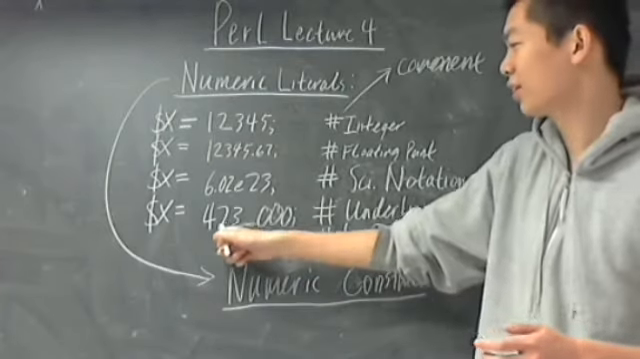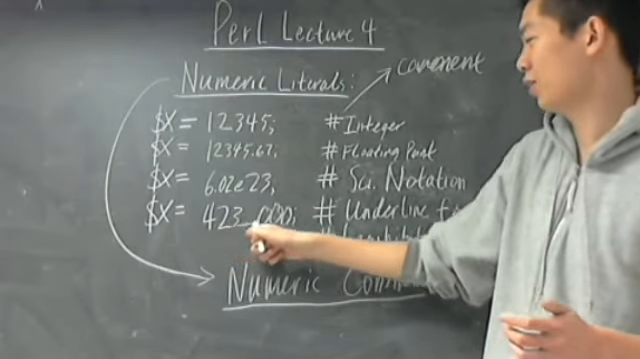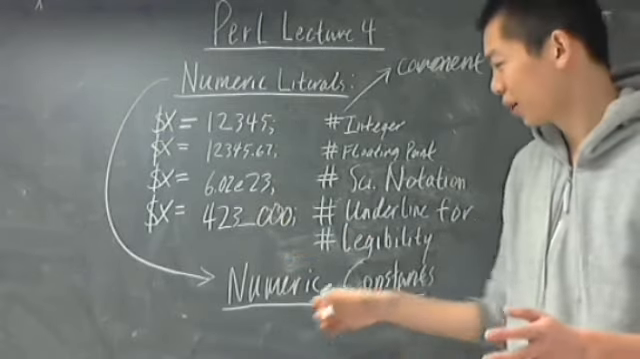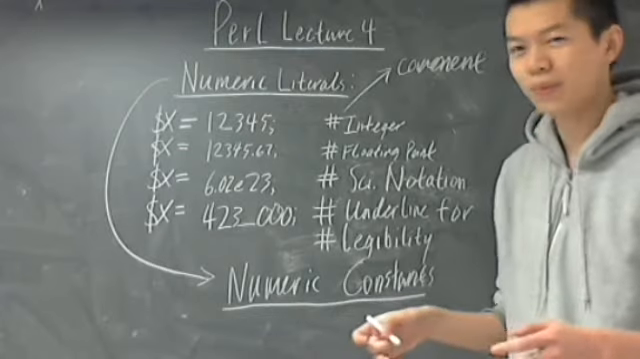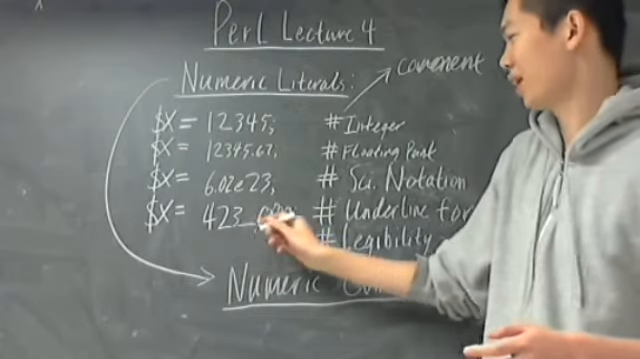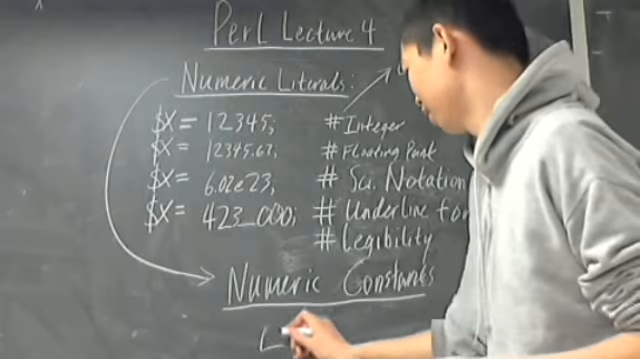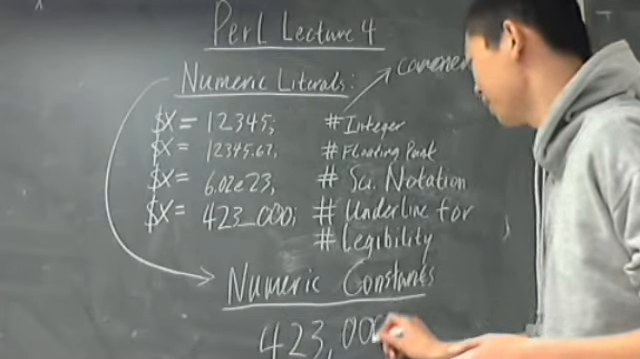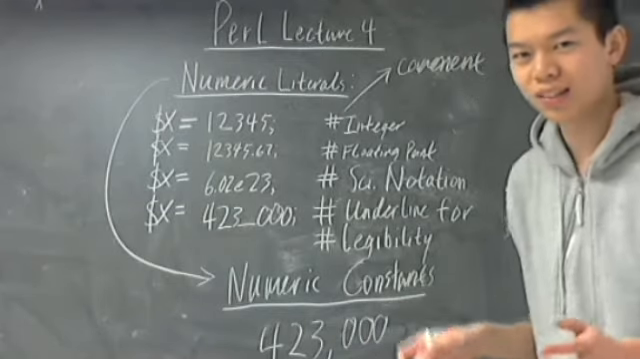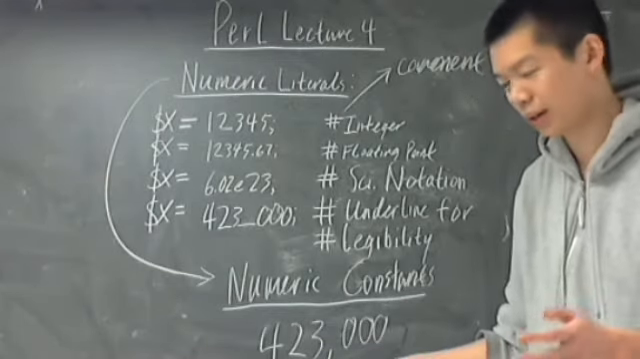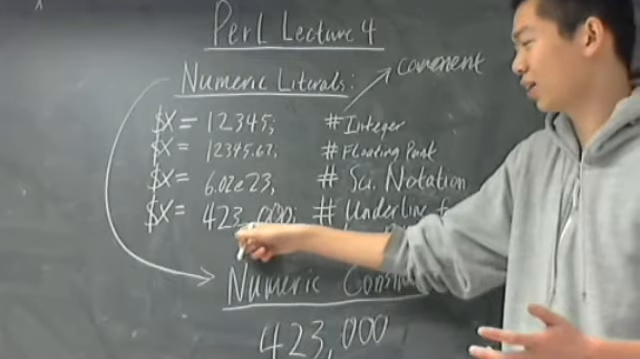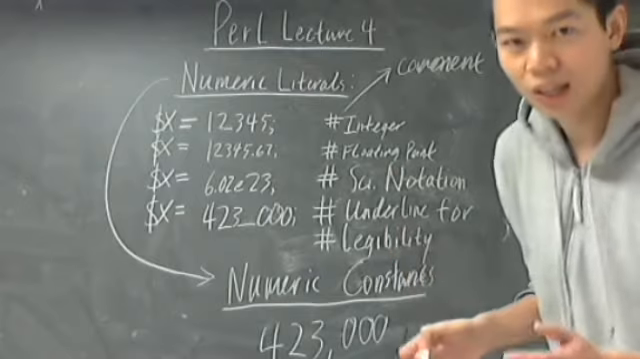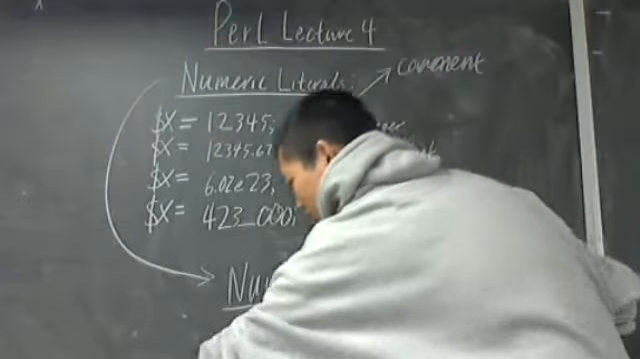And then what we have here is 423_00. Now, with Perl, when you declare numeric constants, sometimes you have a big number and you want that comma sign right there to separate the numbers so that you don't get confused. Well, it turns out that you can't use the comma in Perl, but instead they allow you to use this underscore right here, okay? So underline for legibility. And let me move on.